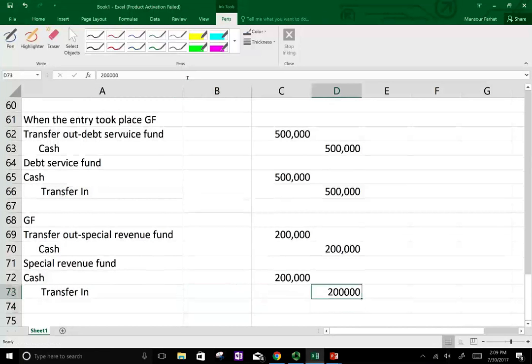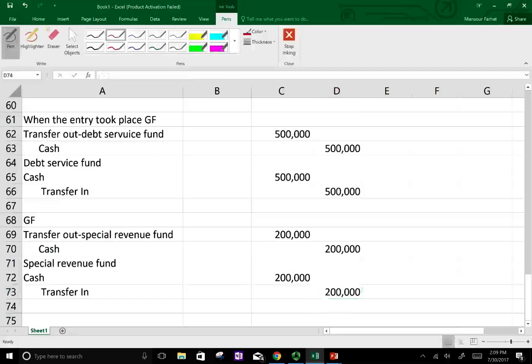Now what do we have to do? Well, cash doesn't really matter. All the cash will be consolidated. Cash goes down, then cash goes up, so overall in the financial statements, cash is the same. But we have transfer out and transfer out, then transfer in and transfer in.